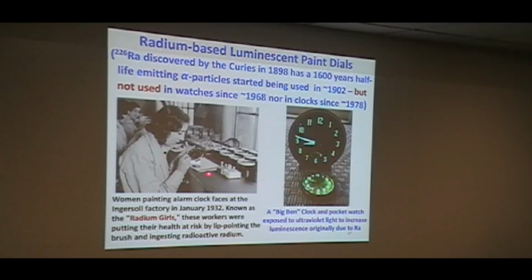Well, this was a scandal because in order to get the fine point to put those numbers on, the women were told to sharpen the point of the paintbrush with their tongue. And then you would swallow a little bit. You were then swallowing radium, which is radioactive.